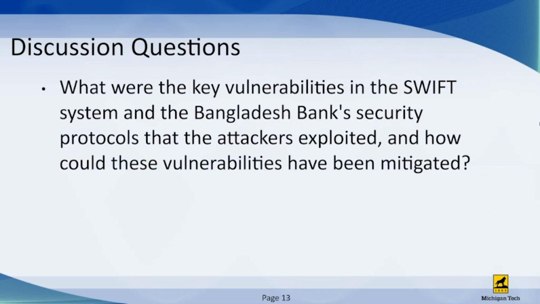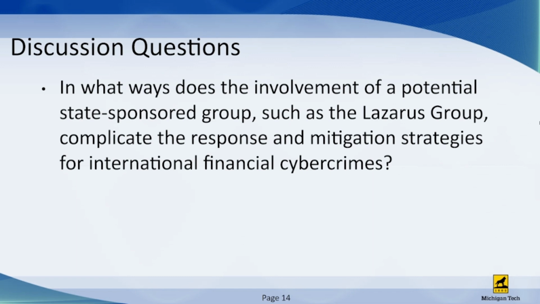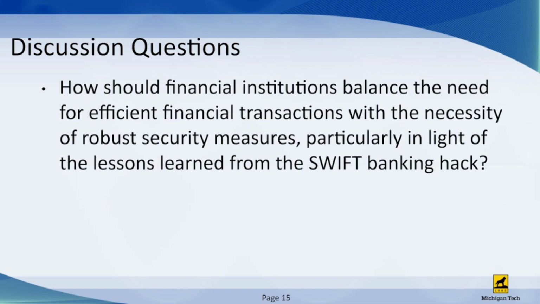The discussion questions. What were the vulnerabilities in Swift and Bangladesh Bank's security, and how could they have been mitigated? How does the involvement of state-sponsored groups like the Lazarus Group complicate response strategies? And how should financial institutions balance the need for efficient transactions with robust security measures?